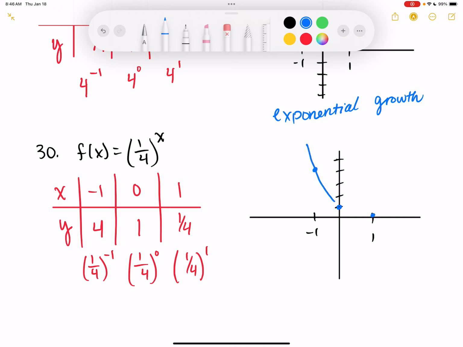So this one is good. And again, it still doesn't cross the x-axis. This one starts high and goes low. So this is an exponential decay function.